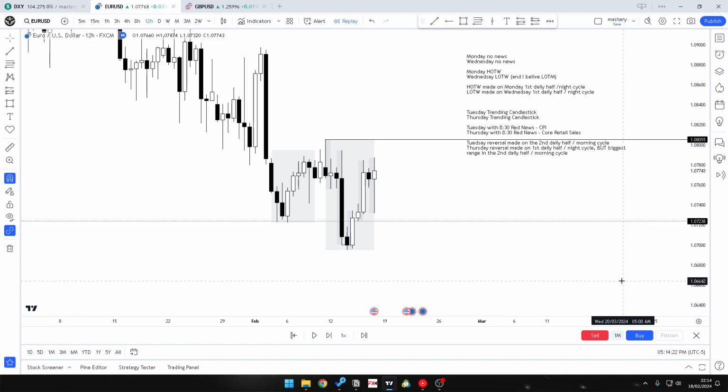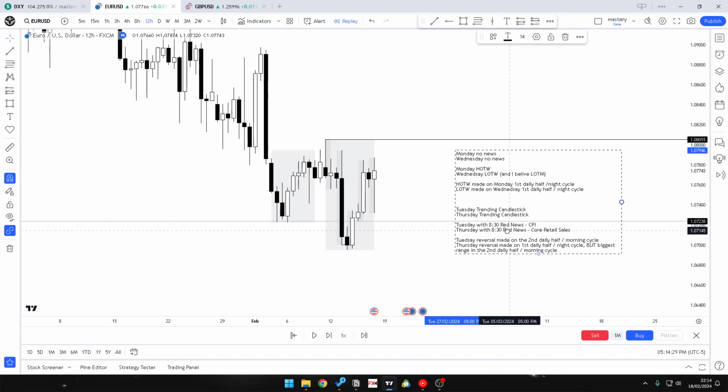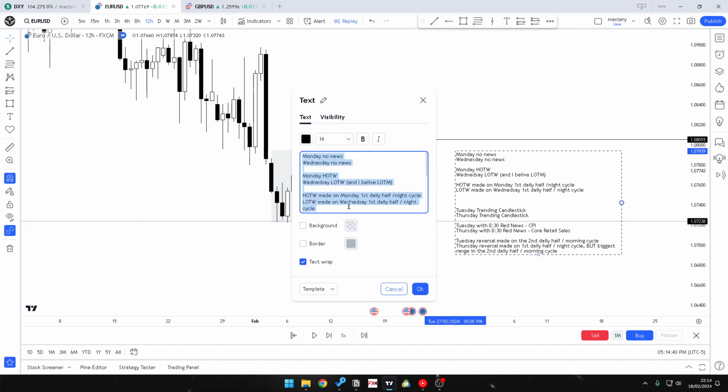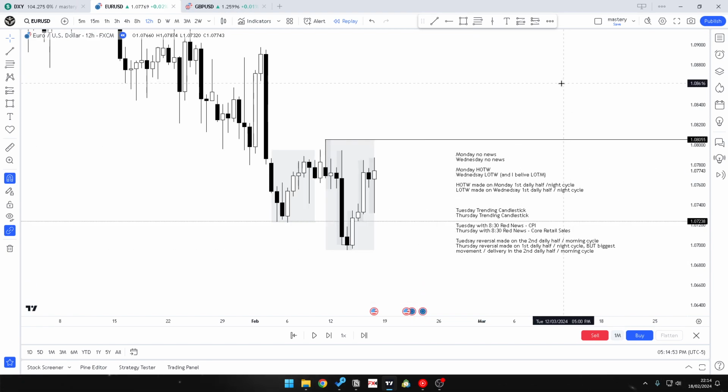On Thursday, the only difference is that we made actually the low of the day on the first daily half, so in the night cycle from 5 p.m. to 5 a.m. But the biggest range, the biggest movement slash delivery, was in the second daily half slash morning cycle, and that's important.